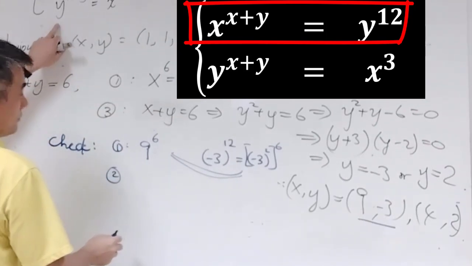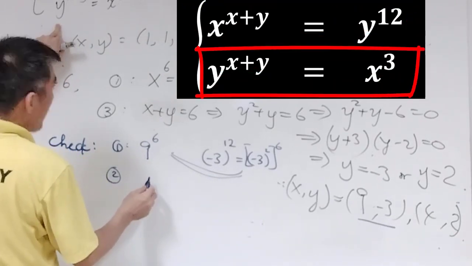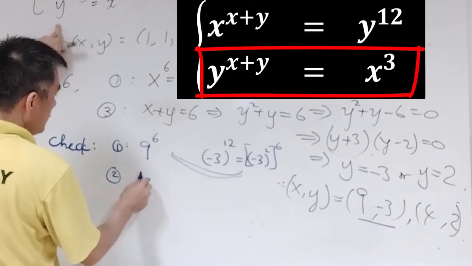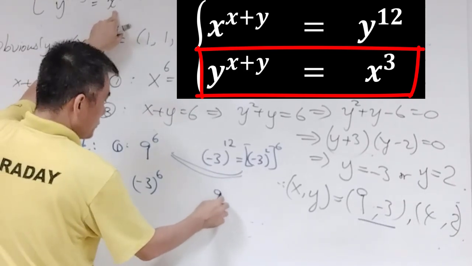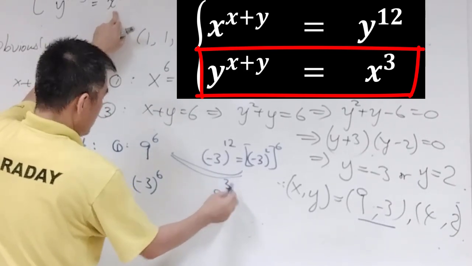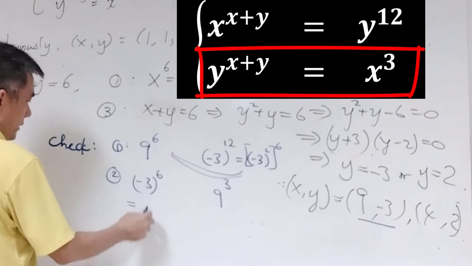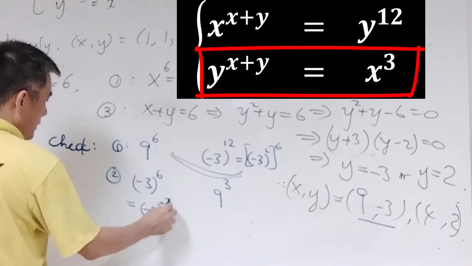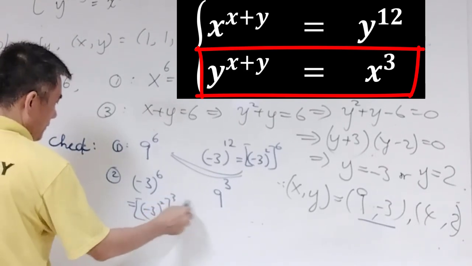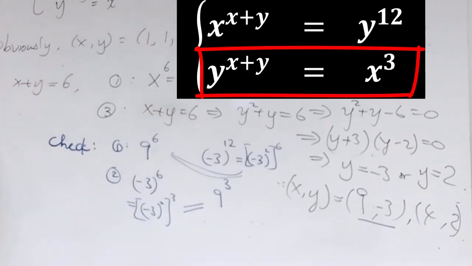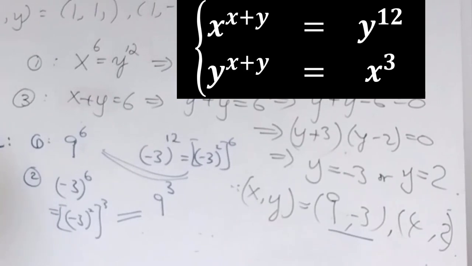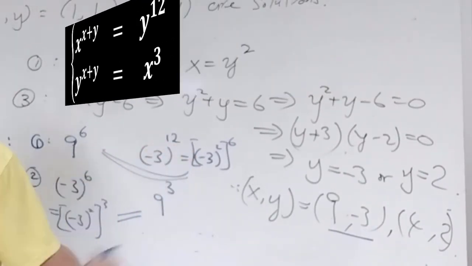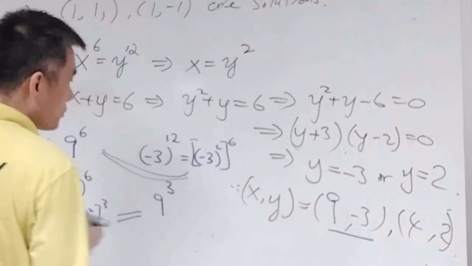And for the second equation, y equals negative 3 to the power of 6, and here x equals 9 to the power of 3. So it again satisfies the equation. And you can check that x, y equals (4, 2) also satisfies the equation. Therefore, in this case, we know that (9, -3) and (4, 2) are solutions.